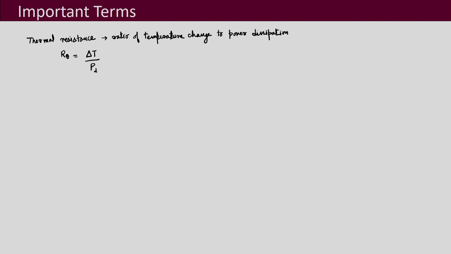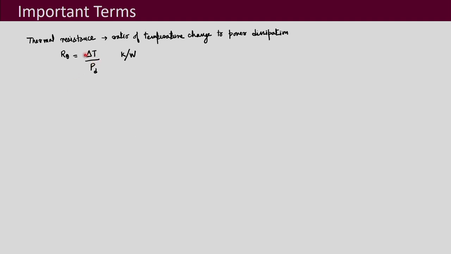Now, let us look into some of the important terms that are required for choosing the heat sink. So, one important term I already introduced you to, that is your thermal resistance, R theta, and it is defined as the ratio of temperature change to power dissipation. So, R theta is given as delta T by PD, where PD is the power dissipation and delta T is the temperature change, and the unit is Kelvin per watt.